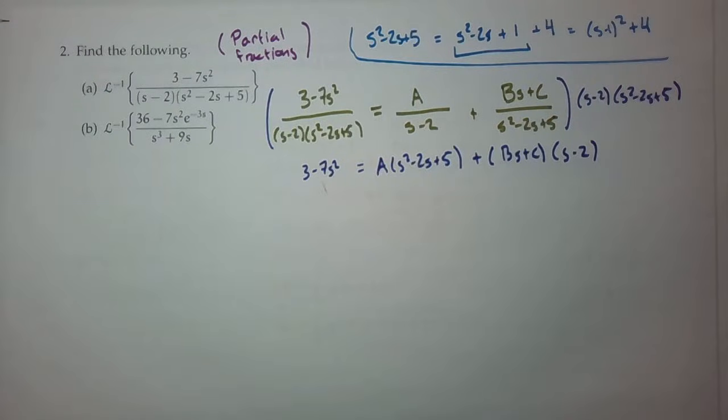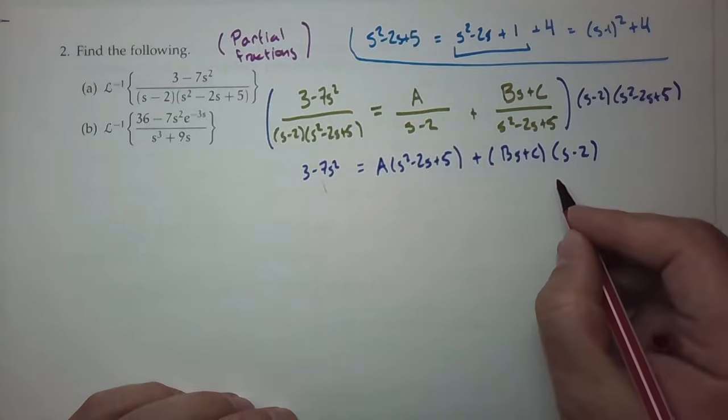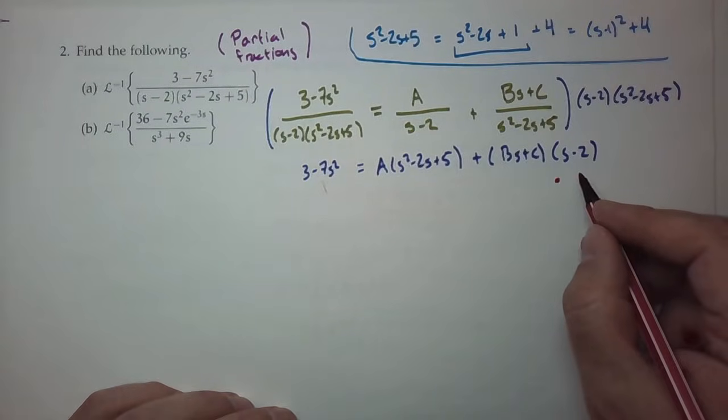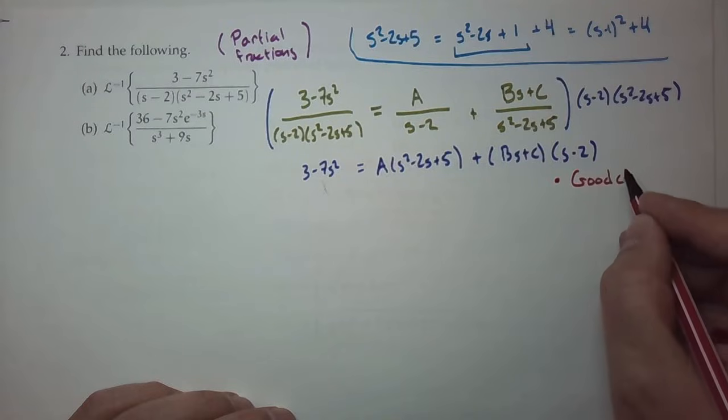Now, at this point, I would say there's generally two schools of thought for how to find A, B, and C. And that's what you need to do. You need to find A, B, and C. The two most popular ones are: make good choices.